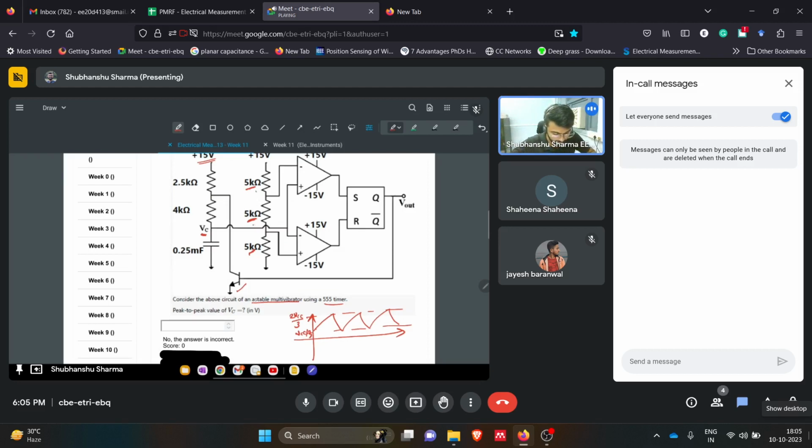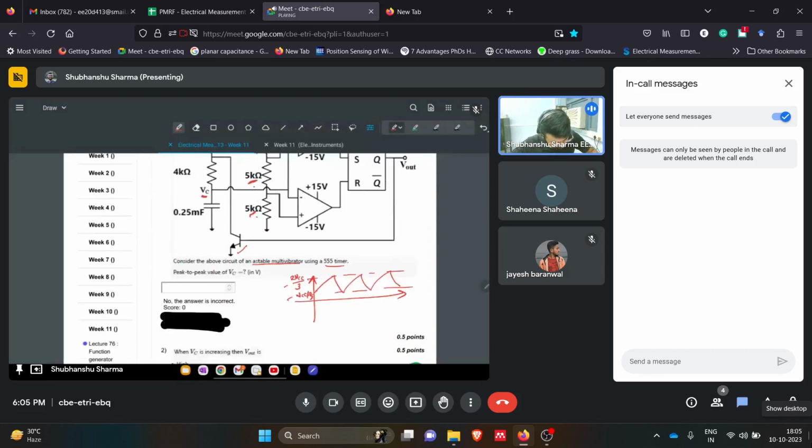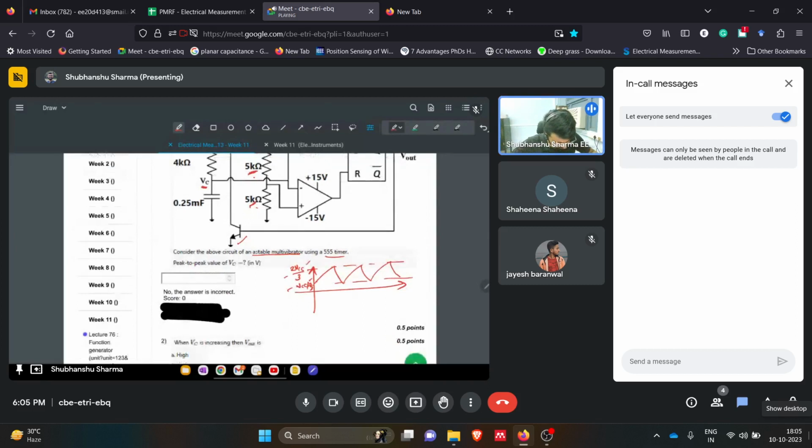You have to keep in mind that these resistors are equal. We will be solving a question where these resistor values are different, and in that case these will not be the upper and lower thresholds, which we will see in the coming session. But in this question, we have all three equal resistors, 5 kilo ohms each, so we have this upper limit and lower threshold limit.